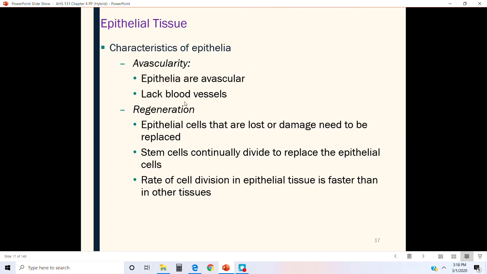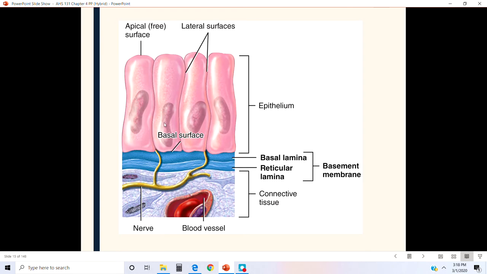Okay, a couple other characteristics of epithelium. Epithelium is avascular. The prefix "a" means without, and vascular means blood vessels, right? So they lack blood vessels. We'll get into this in subsequent lessons, but if I go back to this picture for a minute, even though these are living cells, they don't have a direct blood supply. They are going to need oxygen. They need to get rid of carbon dioxide. They're going to need glucose. So where do they get that stuff from? They're actually going to get it from the connective tissue below.